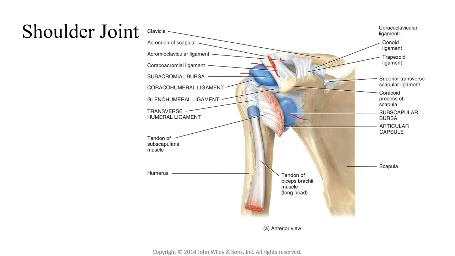This is where you find the AC joint. And then we have a trapezoid ligament. This is not named for what structures it attaches, but it's here. So know these three ligaments and these two bursa.